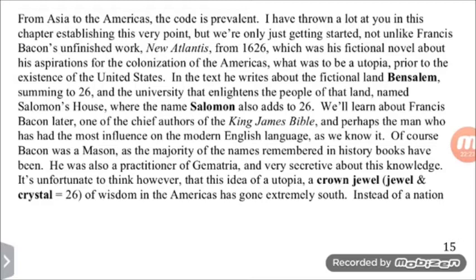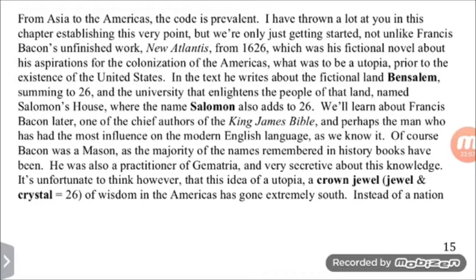Not unlike Francis Bacon's unfinished work, New Atlantis from 1626, which was his fictional novel about his aspirations for the colonization of the Americas. What was to be a utopia prior to the existence of the United States. In the text, he writes about the fictional land Bensalem, summing to 26, and the university that enlightens the people of that land, named Solomon's House, where the name Solomon also sums to 26.